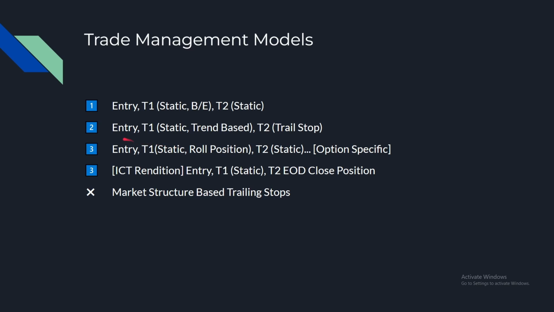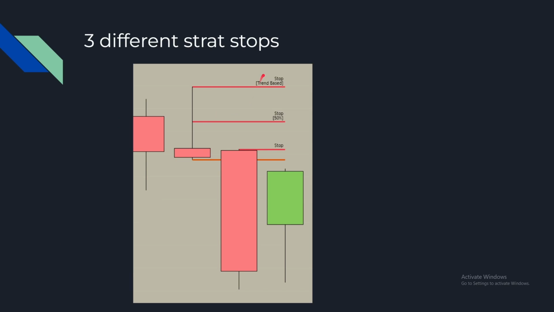And the 3, when it comes to strat and options trading, that's where you're going to have a slight difference. It's going to be a rolling of the position, and you're going to have a static T2 where you let the trend take it lower, but you use a rolled position to mitigate your risk, which will make a lot more sense when we get into it. And then at the very bottom, we have market structure-based trailing stops. And this is where the trend-based stop up here is going to make a lot more sense, because on a lower time frame, you'll see what I'm talking about. So we will get into that towards the end, but it's not too hard to understand.